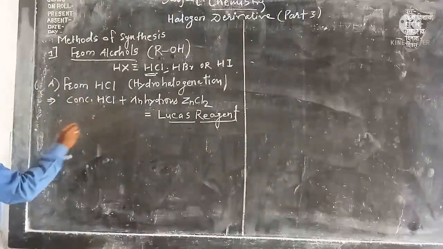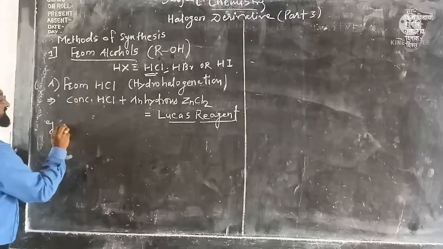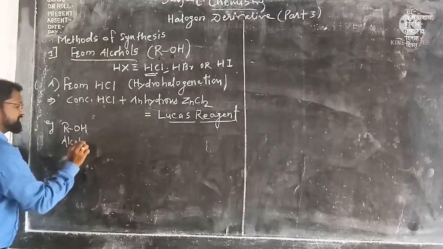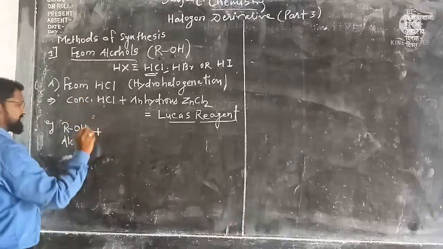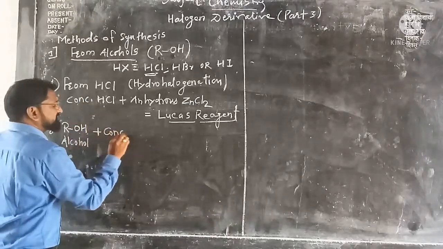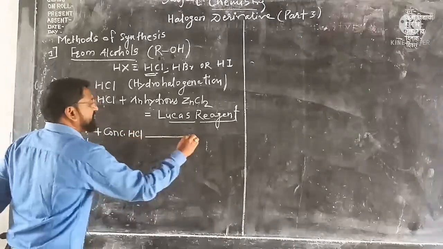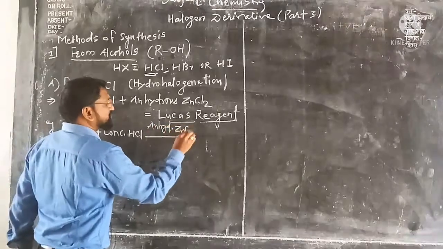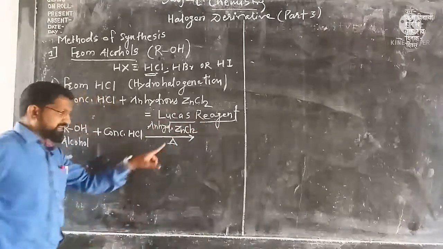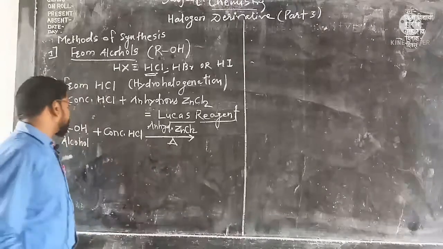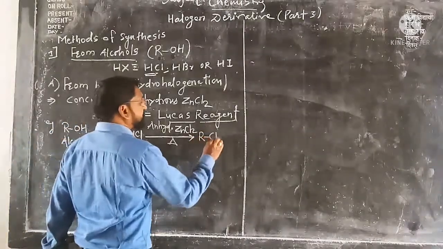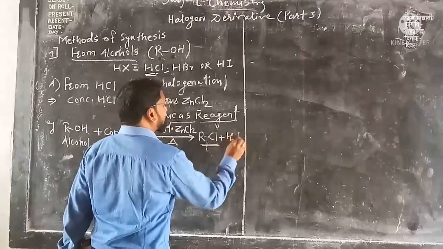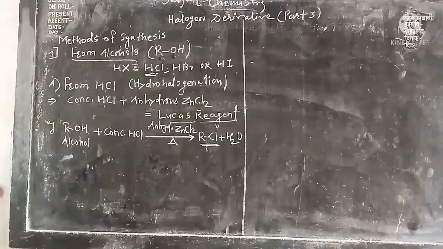For example, let us write the general reaction: ROH, which is your alcohol, plus concentrated HCl, that is the Lucas reagent. On the arrow, anhydrous zinc chloride followed by heat. This triangle indicates heat, temperature. There will be formation of the desired RCl, that is alkyl chloride, plus H2O.